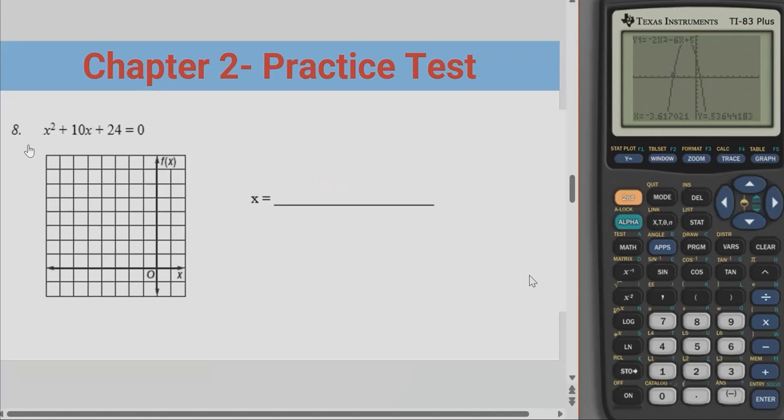For number 8, I'm typing this in again, x squared plus 10x plus 24. That's going to give me my equation. I'm going to type it in, check it over, make sure that I typed it in correctly, and then I'm going to peek at the graph. And I see possibly 2 integer values, right? So I'm going to go to table, and I'm looking for those outputs of 0. And so I happen to be right there at the first one, -4, 0, and -6, 0.